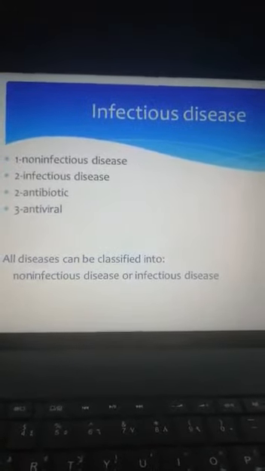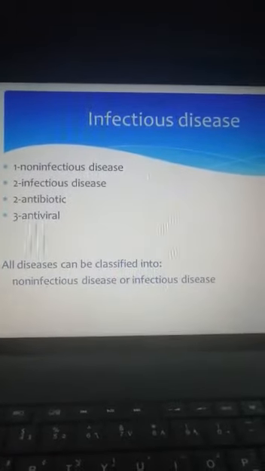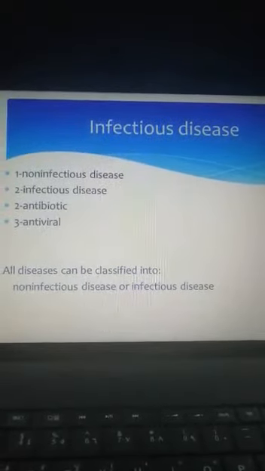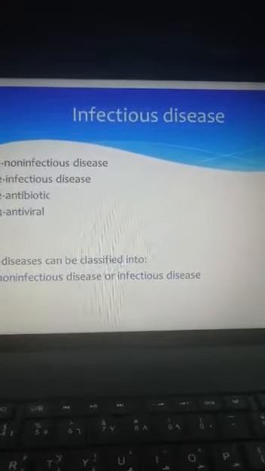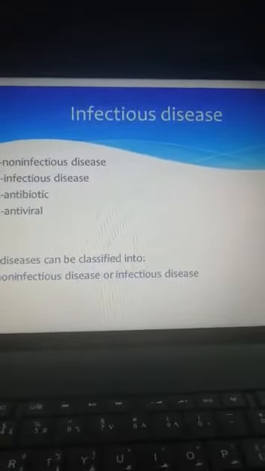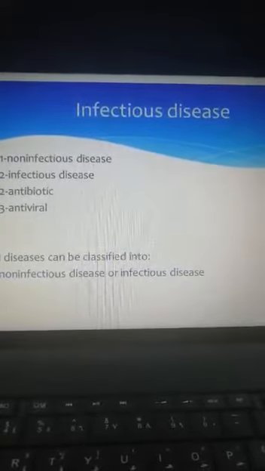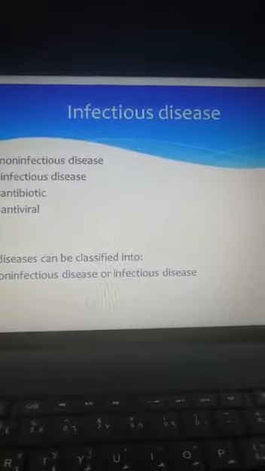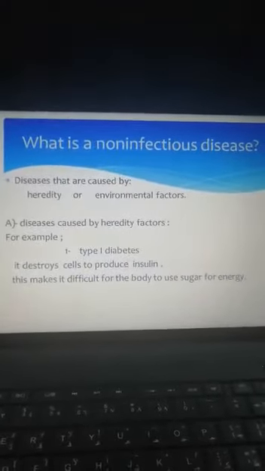In this lesson you must know what's meant by number 1, non-infectious disease, number 2, infectious disease, number 3, antibiotic, and number 4, antiviral. You must know that all diseases can be classified into two types: non-infectious disease or infectious disease. Let's start with non-infectious disease.